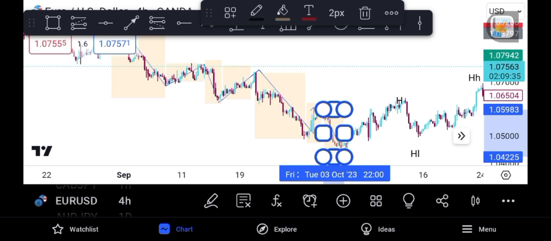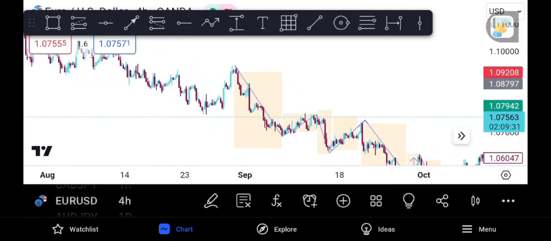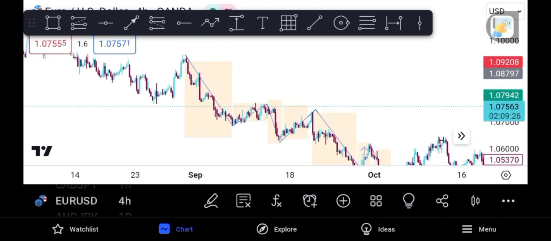So the next thing is that we look for lower highs and lower lows. Note guys, for a trend to be valid, the correctional move must not break the previous high or low of the market, either in an uptrend or in a downtrend. It must not break it.